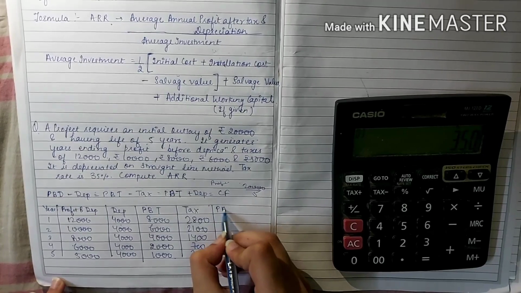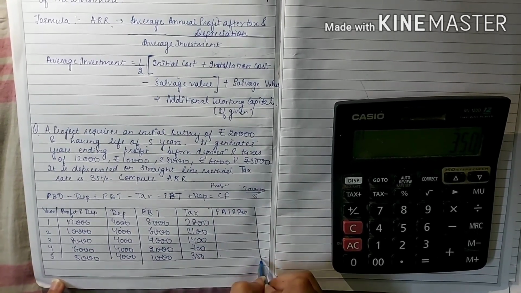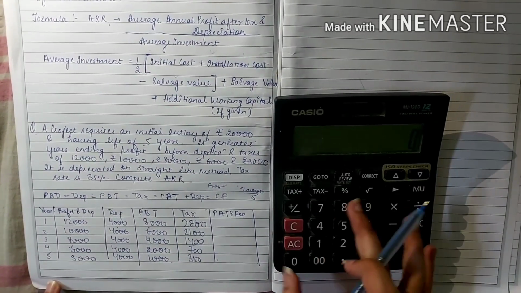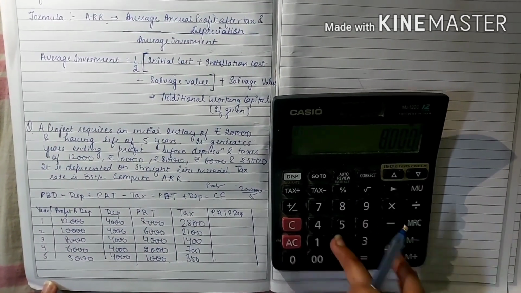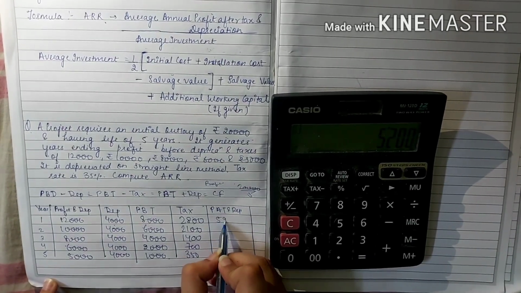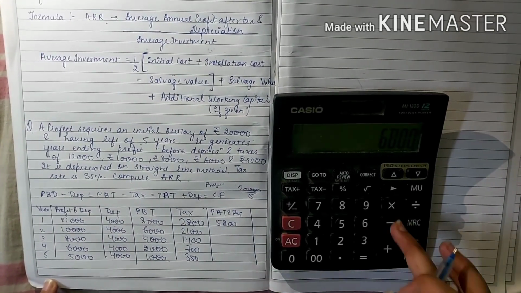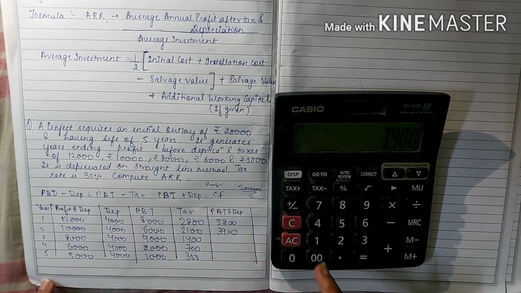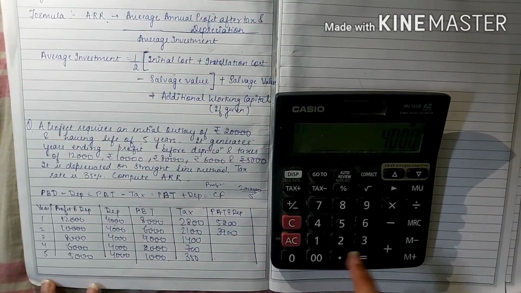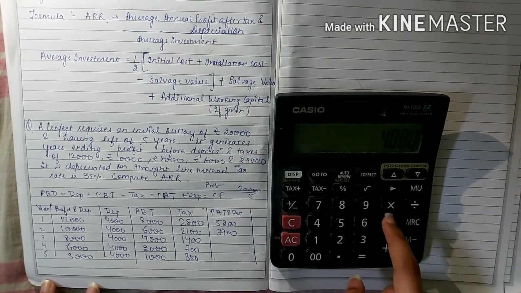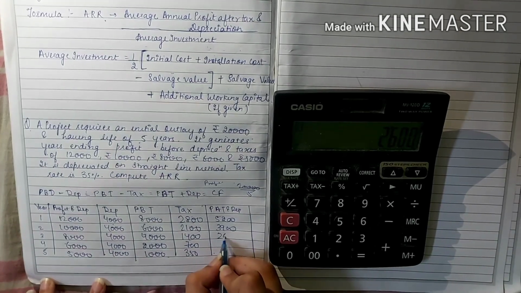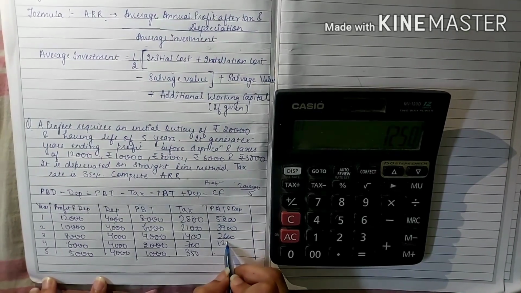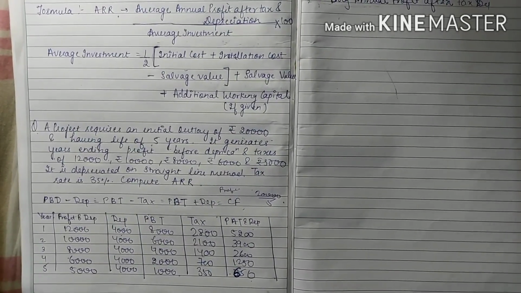So profit after tax and depreciation will be profit before tax minus tax. So 8,000 minus 2,800, 5,200. Second year it will be 6,000 minus 2,100, 3,900. For the third it will be 4,000 minus 1,400, 2,600. 2,000 minus 750, 1,250 for the fourth one and 650 is for the fifth year.